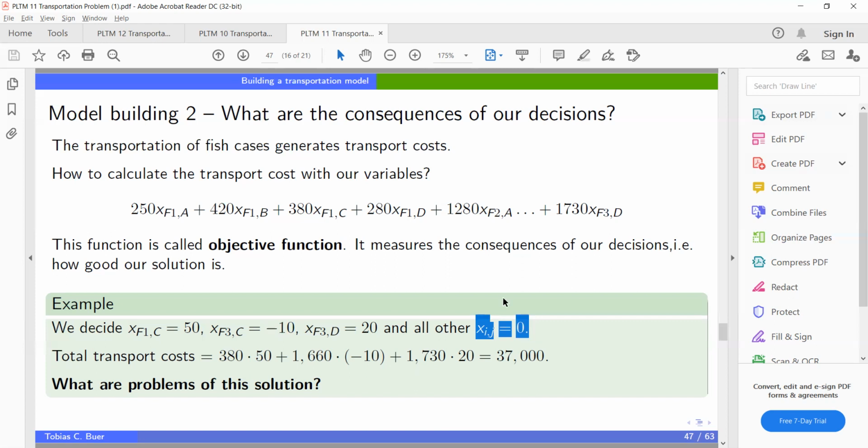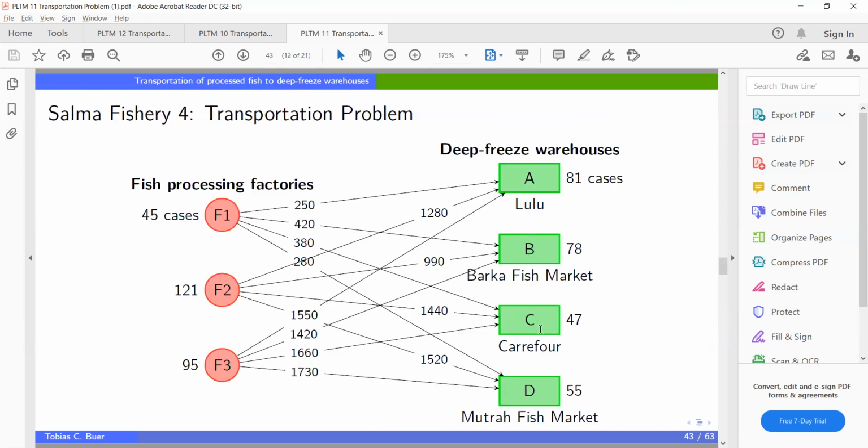In this case, this is not necessarily a problem. It just means there is no transport. For example, we can decide there's no transport from, let's say, F3 to D. It looks very expensive, so let's try to avoid the transport. So 0 is a possible value, and this alone is not a problem.